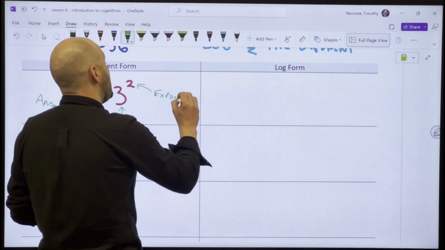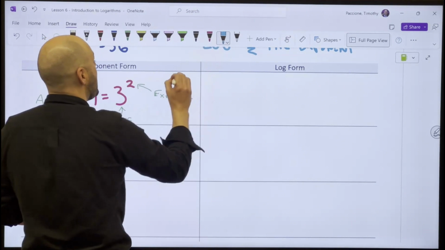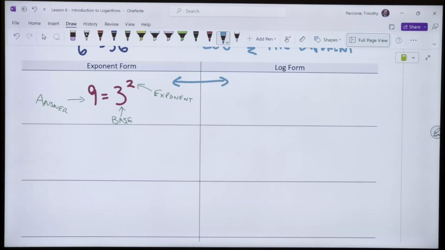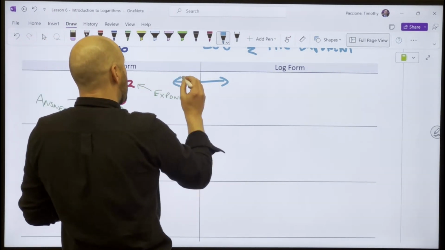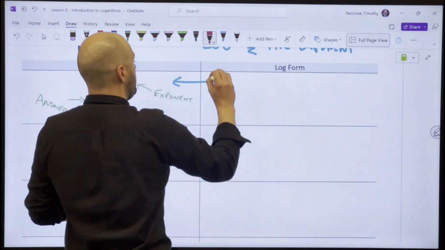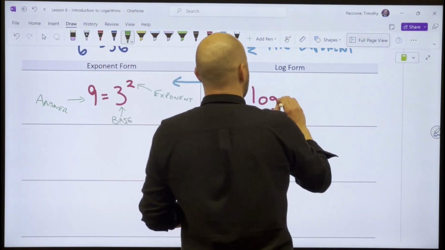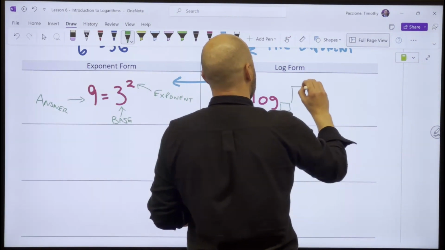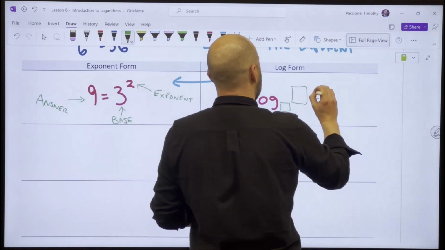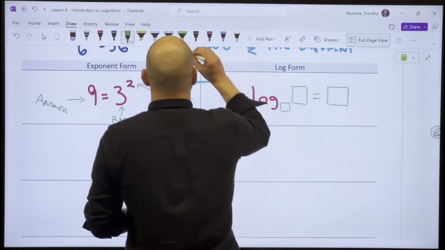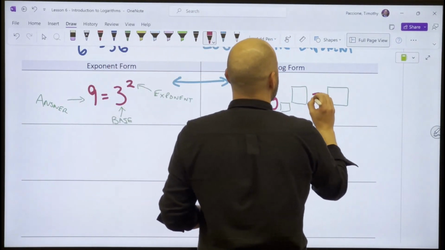Okay, so now we want to write this as a log. And by the way, after today, I would want you to be able to go back and forth between these, one to the other. So our log, well, we would say we have log, and then we need to put something here, and then equals something here, right? And we talked about those pieces.